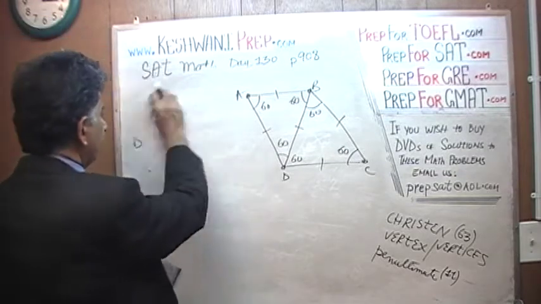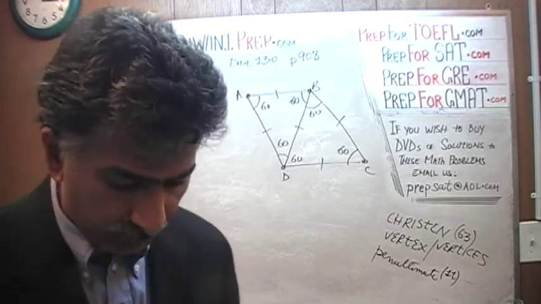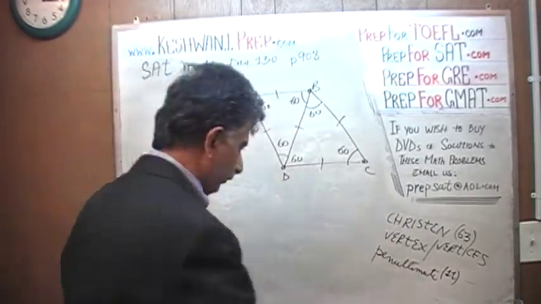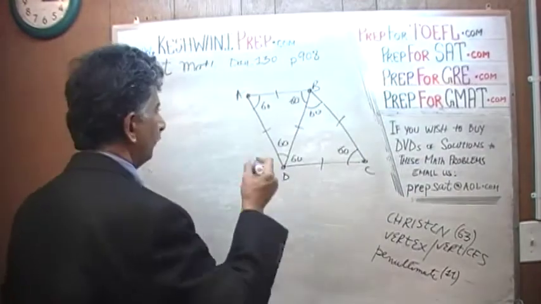So that's the first part you have to understand. Now what we're going to do is connect point A to point C. I'm going to use a different color so you can see it. Hopefully a little bit easier.